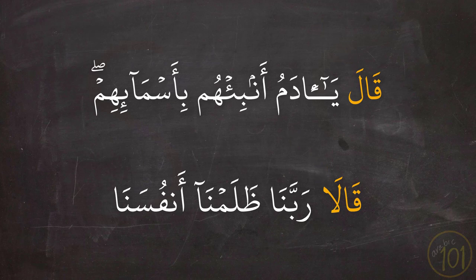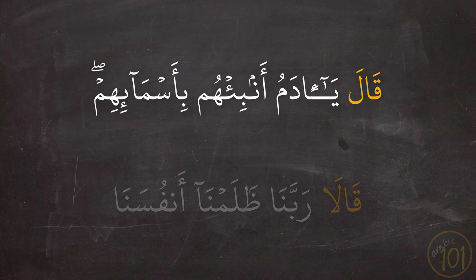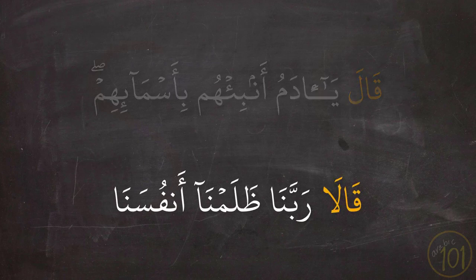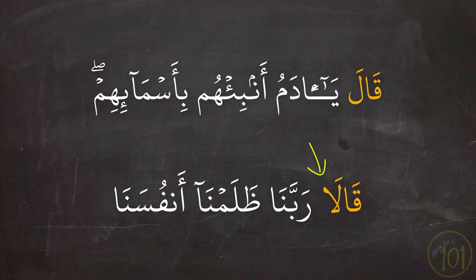So you would say, قال يا آدم أنبئهم بأسمائهم قال ربنا ظلمنا أنفسنا. So the mad in this word should be twice as long as in that word. قال against قال. And understanding this concept is particularly important because it can change the meaning if you don't pronounce it correctly.